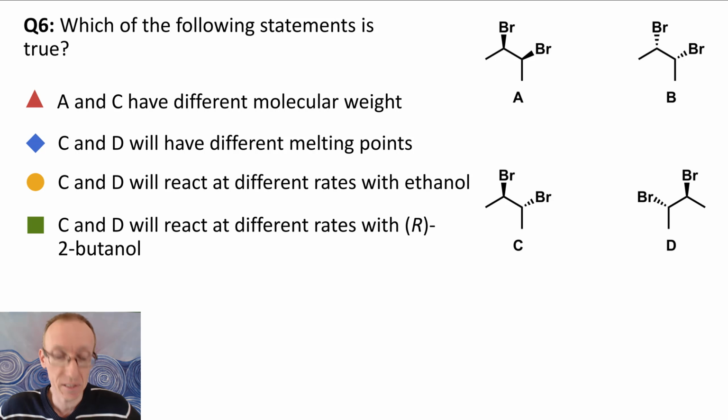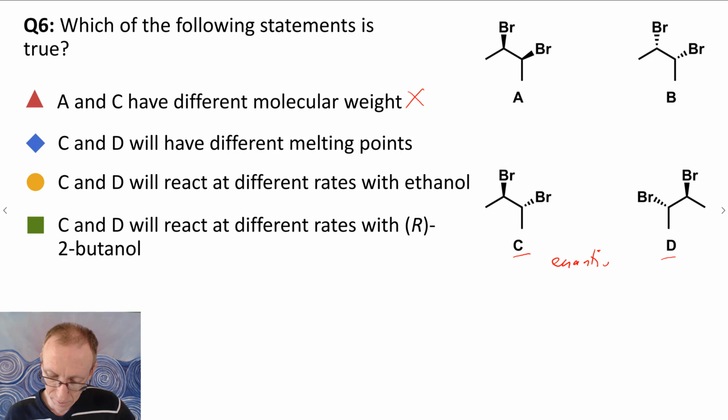Question 6, which of the following statements is true? So A and C have different molecular weight. We know these molecules all are isomers. They all have the same molecular formula and the same molecular weight. So that can't be true. C and D will have different melting points. C and D are enantiomers, and in an achiral environment, enantiomers have all the same physical properties. They'll have the same melting point, the same boiling point, the same solubility, the same color, UV spectrum, proton NMR spectrum, and so on. So C and D will have the same melting point.